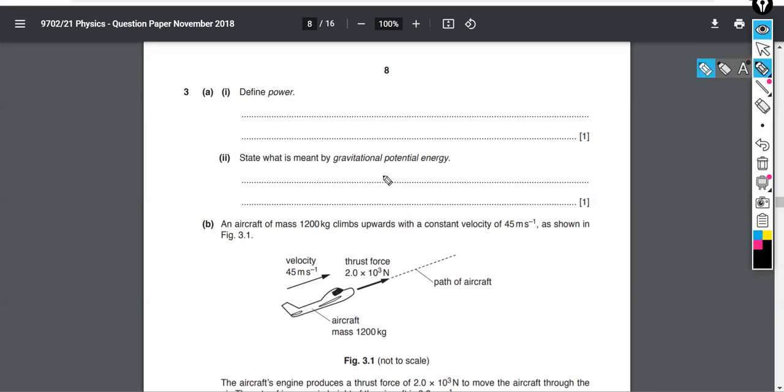State what is meant by gravitational potential energy. The equation that we use in this level of physics for gravitational potential energy is mgh, but that shouldn't stand as your answer. Okay, that's how we calculate it. But what does this really mean? It means a mass in a gravity field has energy due to its height, its position. So we want to state it that way: the energy an object possesses due to its position in a gravity field.